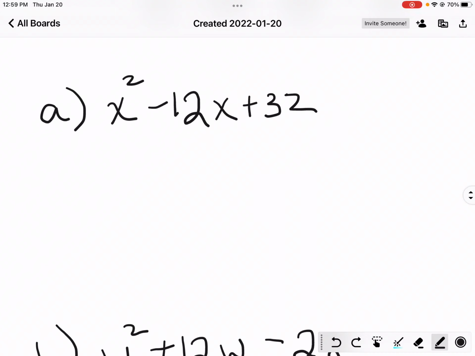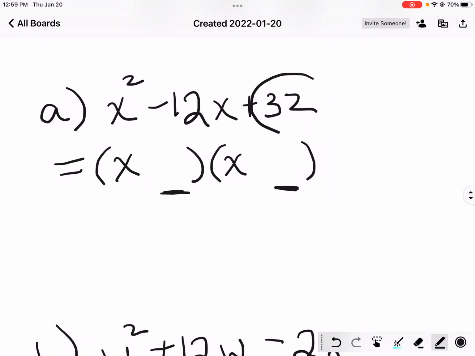Remember, when we're factoring, factoring is the opposite of multiplying or expanding. So we know this comes from two binomials being multiplied. And each of the binomials will look like x plus or minus something times x plus or minus something. I know that this number and this number multiply to give 32 and add to give negative 12.